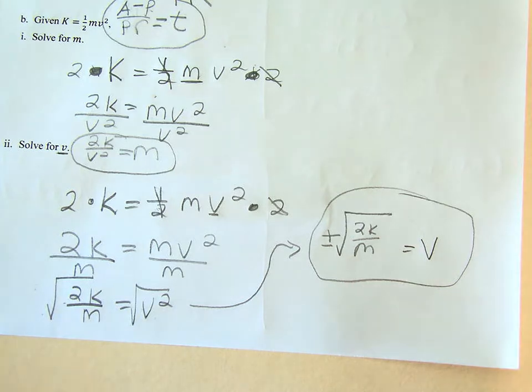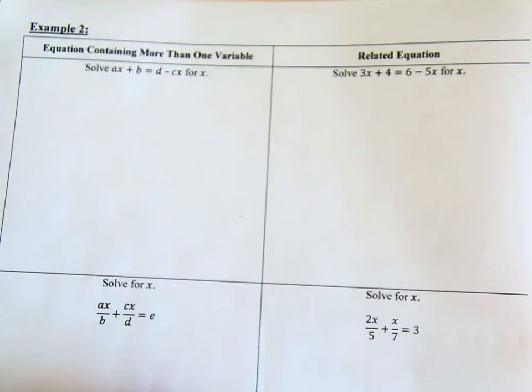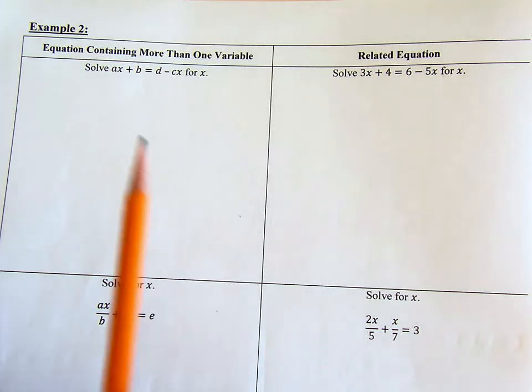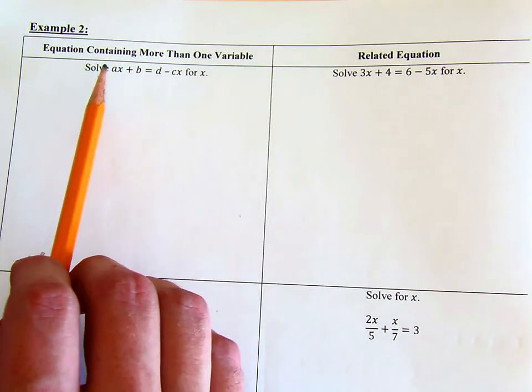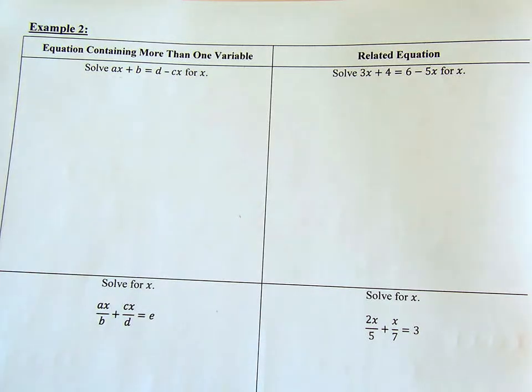Okay? So now we're going to look at our last example for today. So we'll look at example 2. Example 2 has equations that contain one variable, and then we could have a related equation. Okay? So first, they want us to solve this equation ax plus b is equal to d minus cx, and they want us to solve it for x.